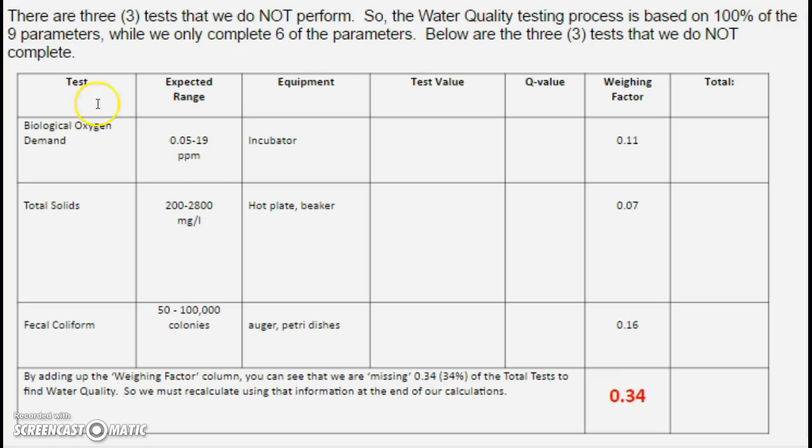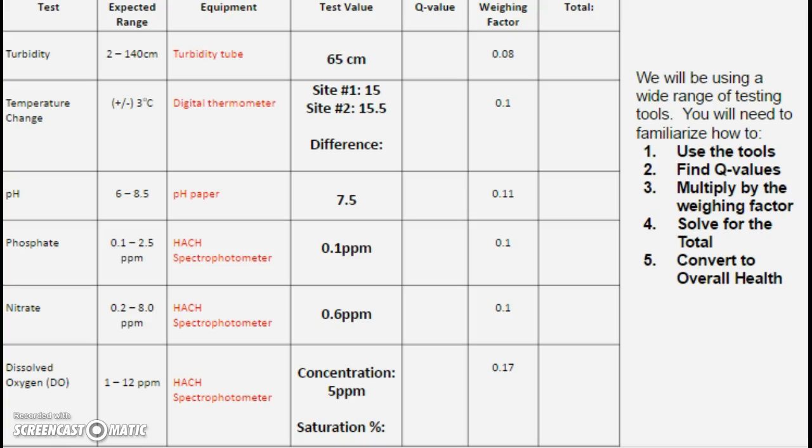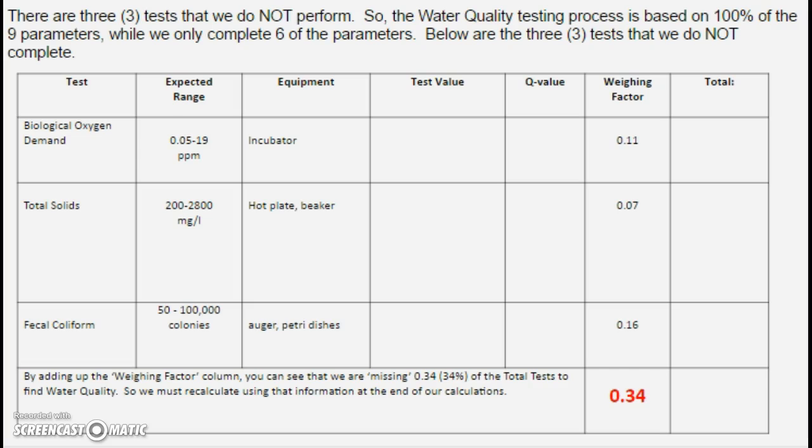I want to make sure you understand where the values come from. We're only testing 6 parameters here: 1, 2, 3, 4, 5, and 6. But there's 9 total that go into professional organizations. We don't test biological oxygen demand, total solids, or fecal coliform. If I add together the weighing factors of these 3 parameters that we do not test for, I get this value of 0.34.